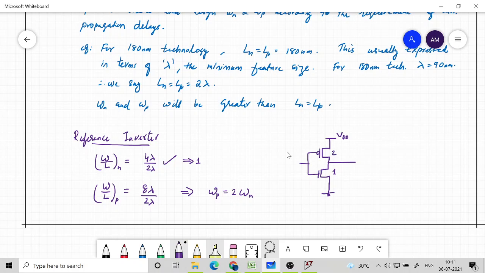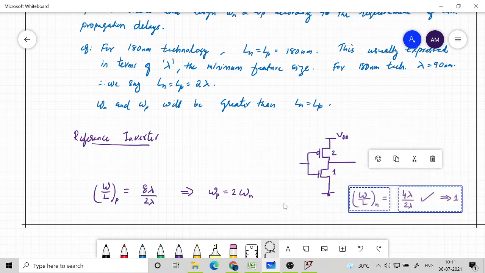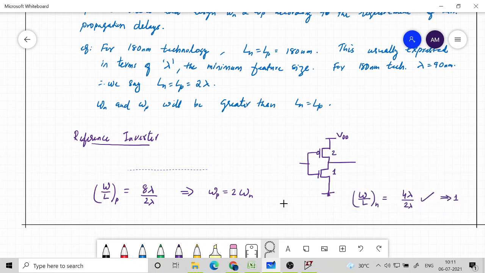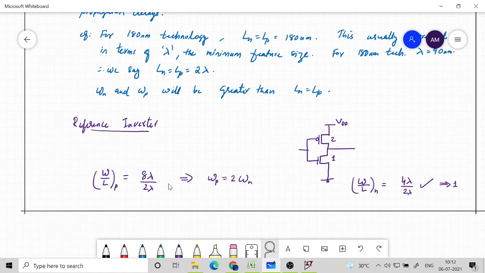Maybe I should put this below. This I will keep at the top, because PMOS is at the top.